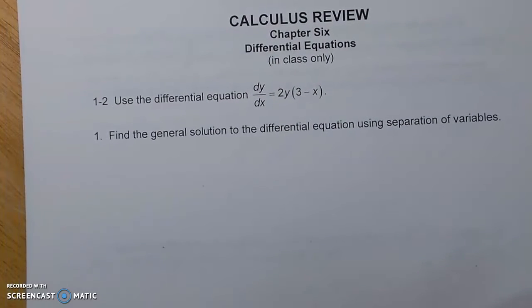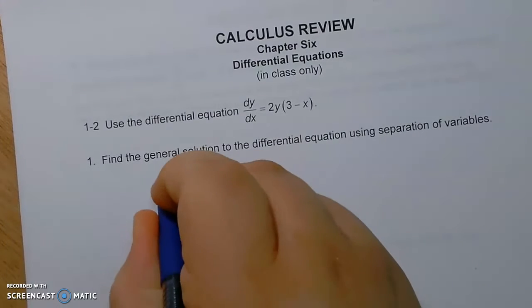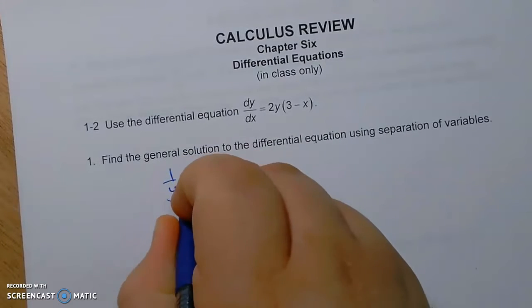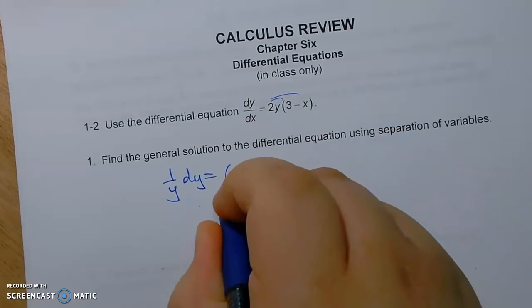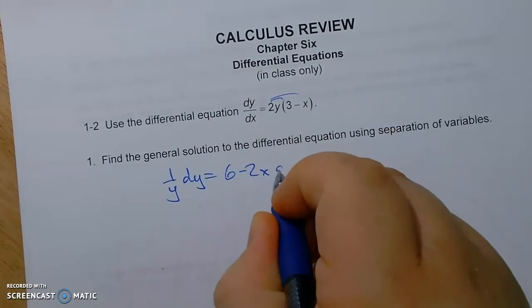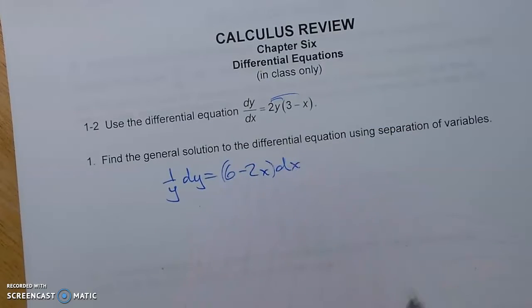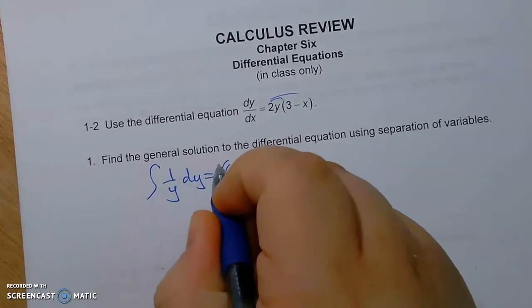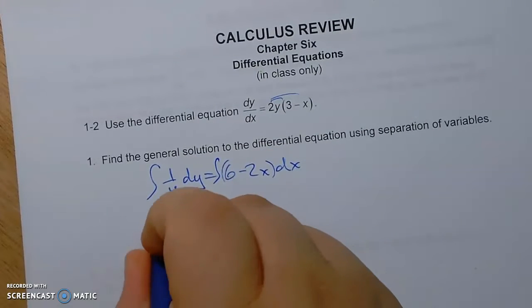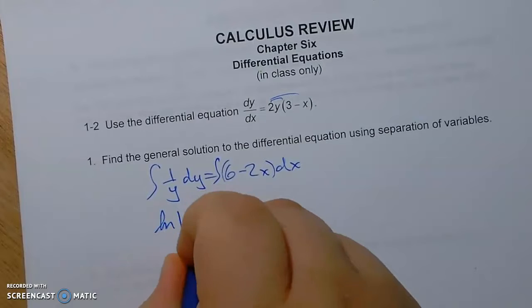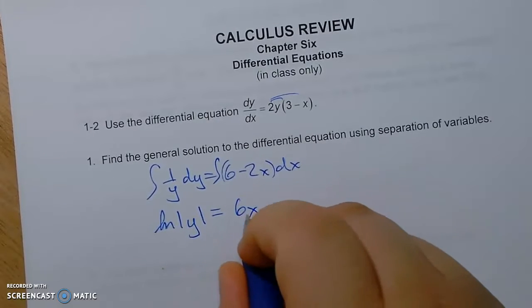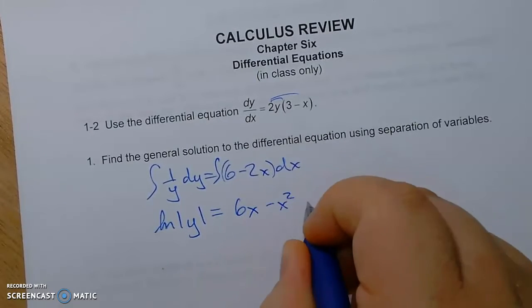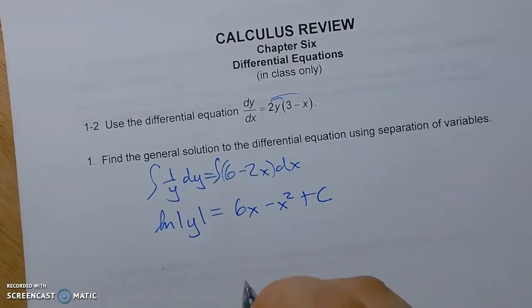I'm just going to move the y over, keeping the left side as simple as possible, and I'm going to go ahead and distribute this 2, so we get 6 minus 2x, just to make it easy when we do integration. We don't have any extra things laying around. So we'll integrate both sides and get the natural log of the absolute value of y on the left, and 6x minus x squared plus c on the right.